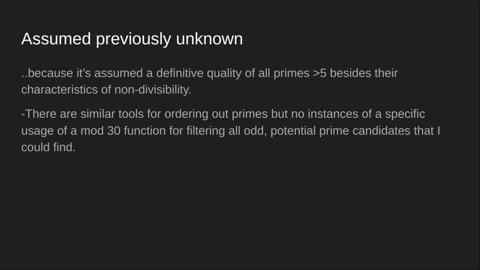It's assumed previously unknown because it's a definitive quality of all primes greater than 5, besides their characteristics of non-divisibility. There are similar tools for ordering out primes, such as the factor wheel, but I could find no instances of a specific usage of a mod 30 function for filtering out all odd potential prime candidates.